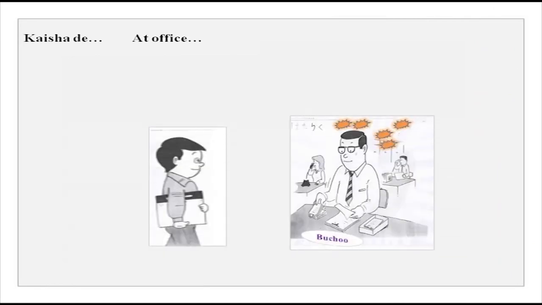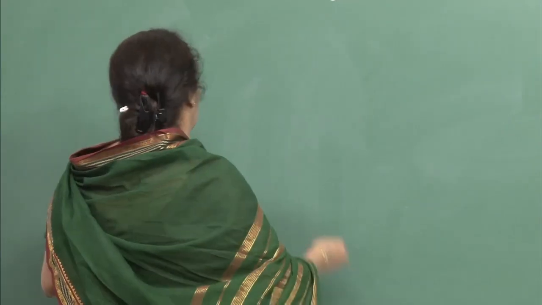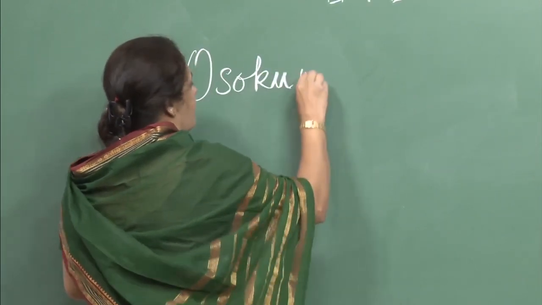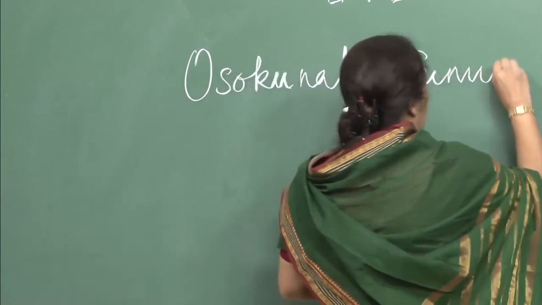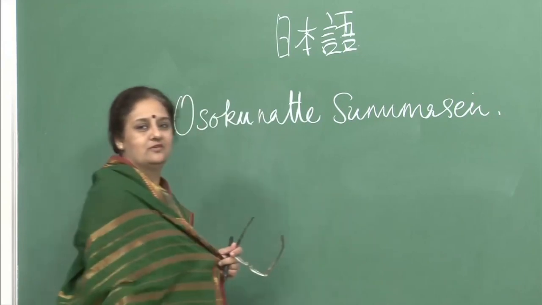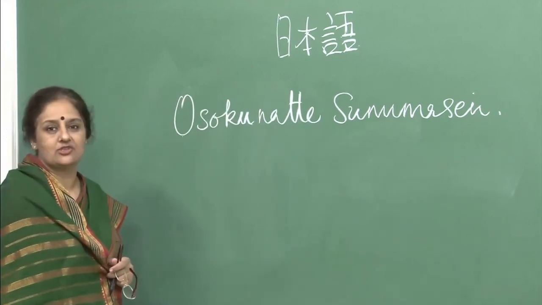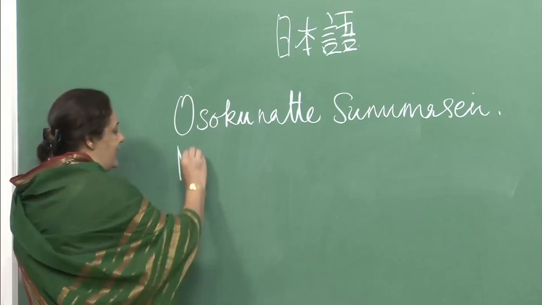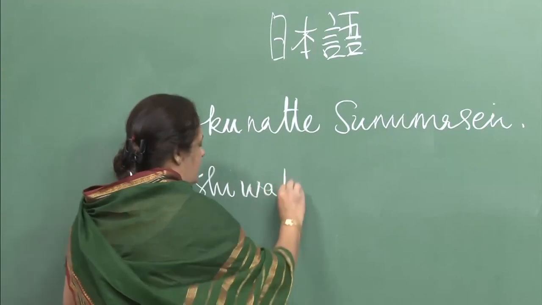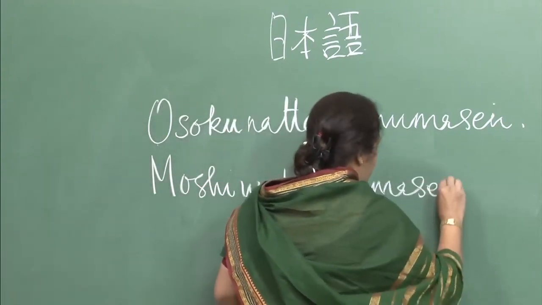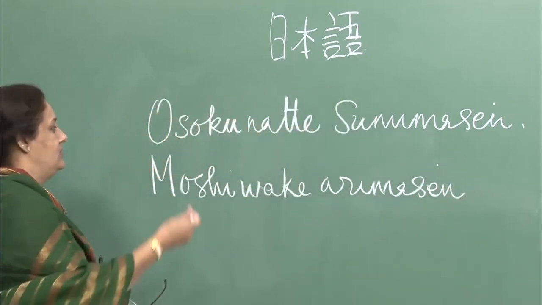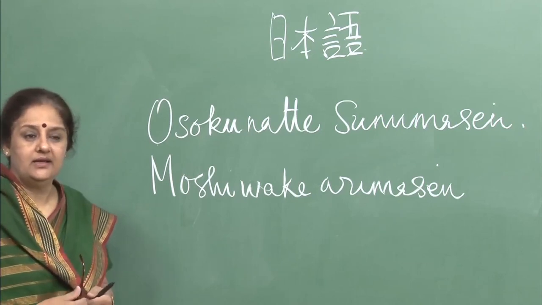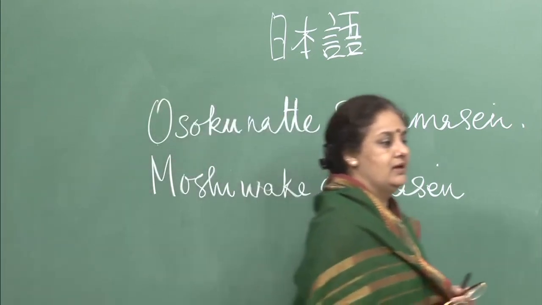And what happens then? 会社で。He's in his 部長's office. 部長 is very, very angry. And he says, 遅くなってすみません。申し訳ありません。This expression you have already done once earlier. 遅くなってすみません。I'm sorry. I am late. 申し訳ありません。I'm extremely sorry. This is an apology. I'm very, very sorry that I am late.